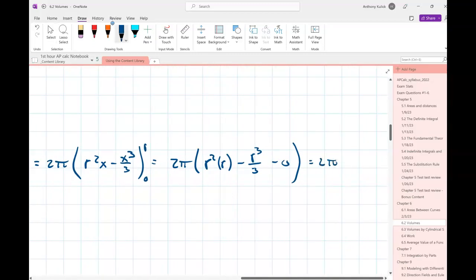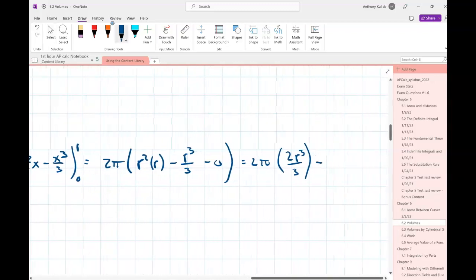So I have r to the third minus r to the third over 3, which is 2/3 r cubed. And then 2 pi times 2/3 r cubed is going to be 4 pi r cubed over 3.